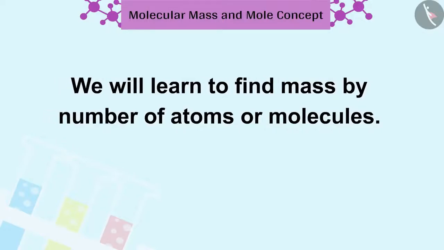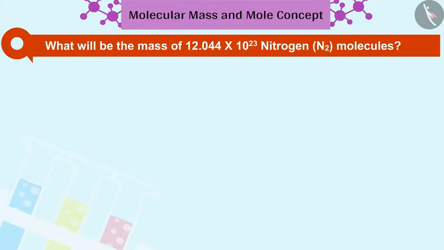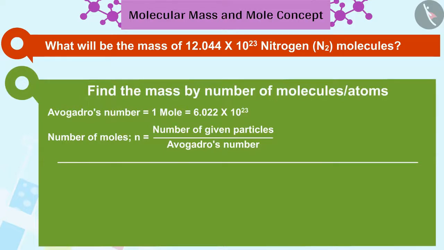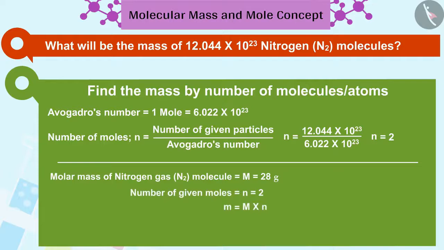Now, we will learn to find mass from the number of atoms or molecules. What will be the mass of 12.044 into 10 raised to 23 nitrogen N2 molecules? To find this, first we will get the number of moles from the number of given particles. 12.044 into 10 raised to 23 nitrogen gas N2 molecules is equal to 2 moles of nitrogen gas. We will then multiply the number of moles by the molar mass of nitrogen gas N2, by the process learned in the previous example, to find the mass. Thus, 12.044 into 10 raised to 23 nitrogen gas N2 molecules have a mass of 56 grams.